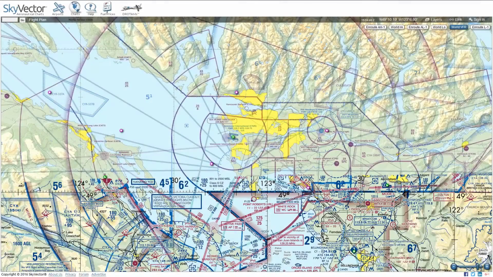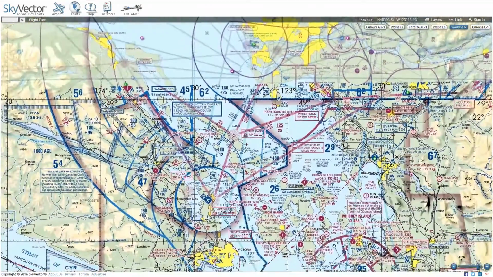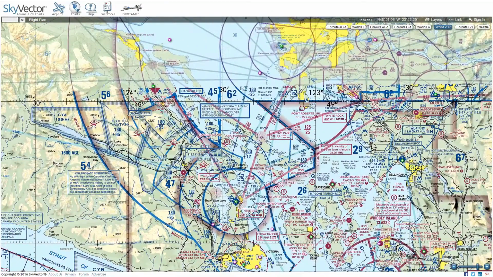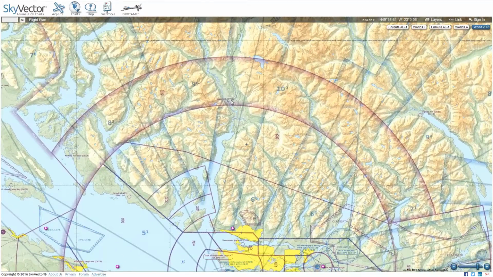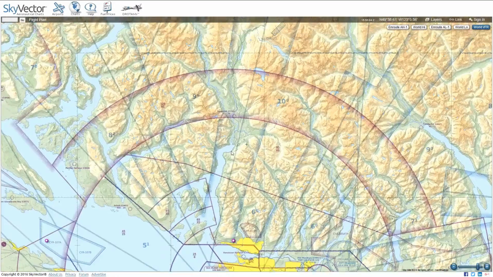I've loaded up SkyVector here in my browser, and this is the region we're flying. You can see we're going from Victoria, CYYJ, up to Squamish, CYSE, up there. It's a tiny little airfield tucked up there among the mountains, heading up towards Whistler.